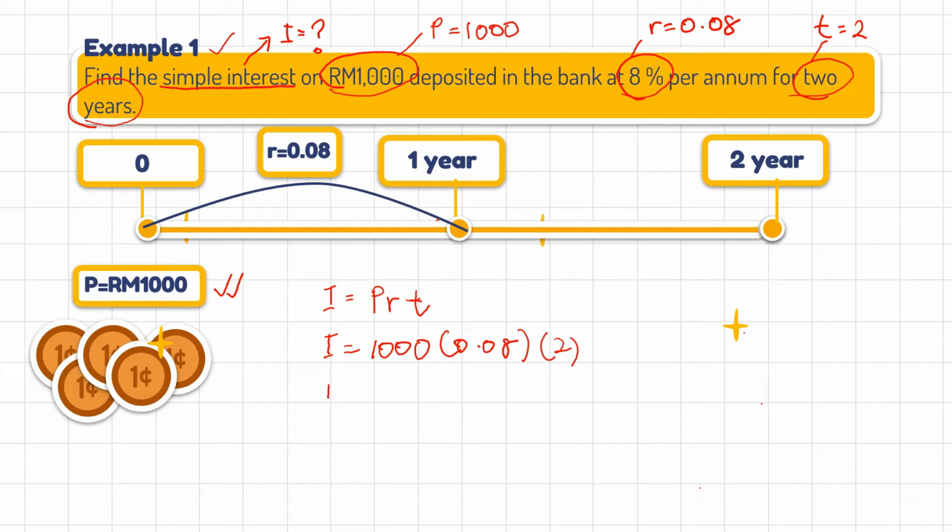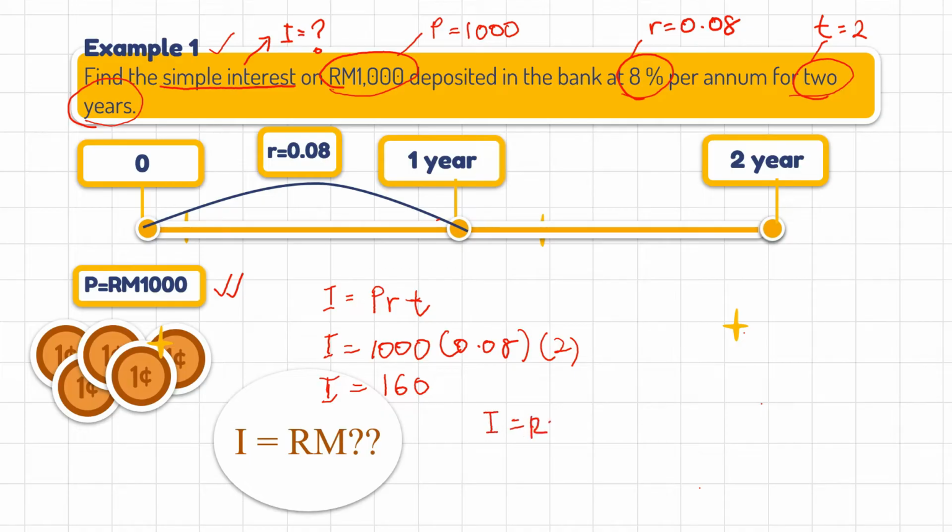Then just press your calculator, you will get your I is 160. Please remember, simple interest has its own unit, which is RM. So we need to write such that I equals to RM 160. This is our final answer. In conclusion, we will say like this.